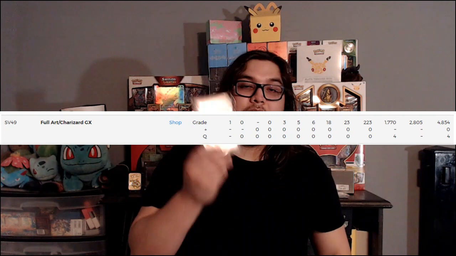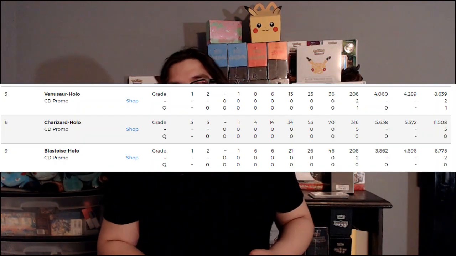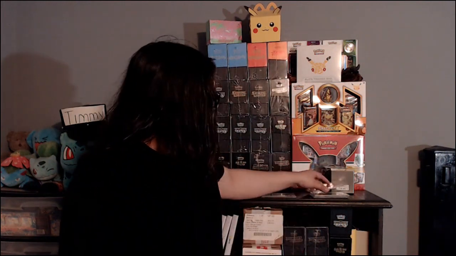This CD Charizard, granted there's 22 years difference between this, this CD Charizard has 5,372 in 10. So more than double of what the Hidden Fates Charizard does. This CD Charizard, I believe he might still be a grand because people loved him so much. So don't worry at such a crazy amount always.